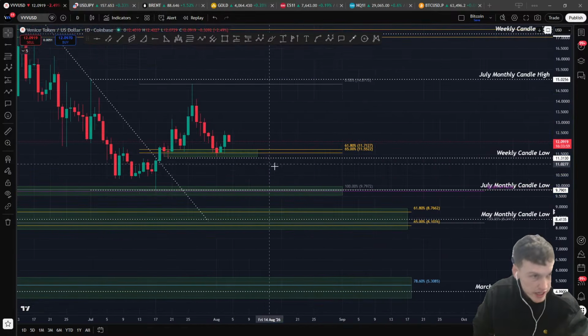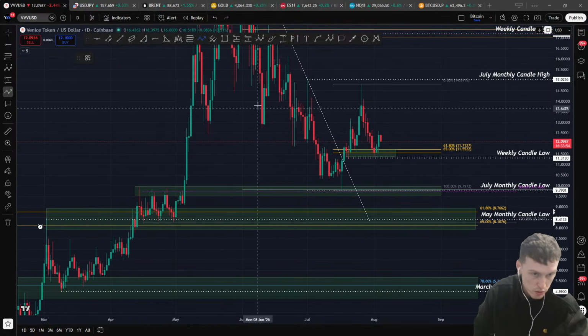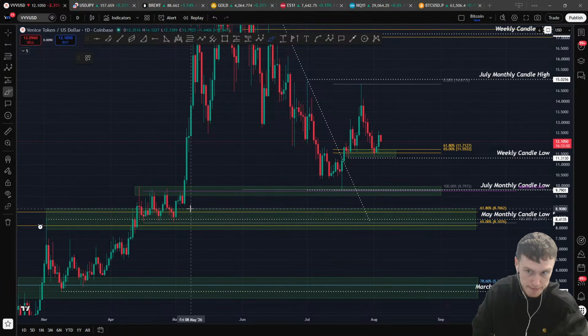If that doesn't hold, then yeah, I'd look for sweeping into the May monthly candle low, major pivot GP from cycle low to cycle high. You have several. Why did I say that was the May monthly candle low? It's not.